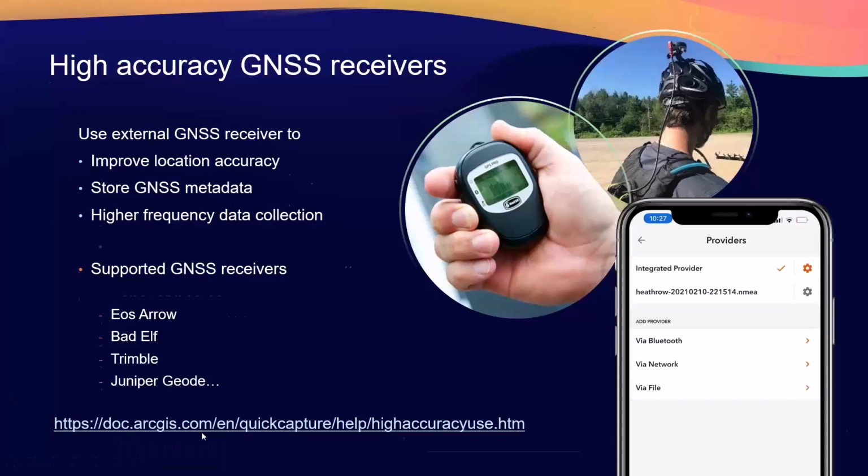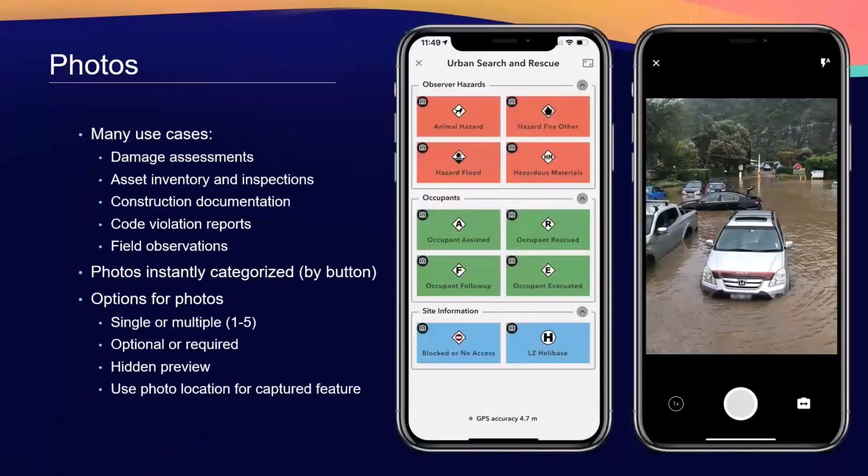Photos are a super important aspect of many field data collection workflows. We use them to document code violations, to represent the condition of an asset, etc. You can take photos with QuickCapture, and this actually makes QuickCapture a very powerful tool. I would say if you have people in the field taking photos, consider using ArcGIS QuickCapture.